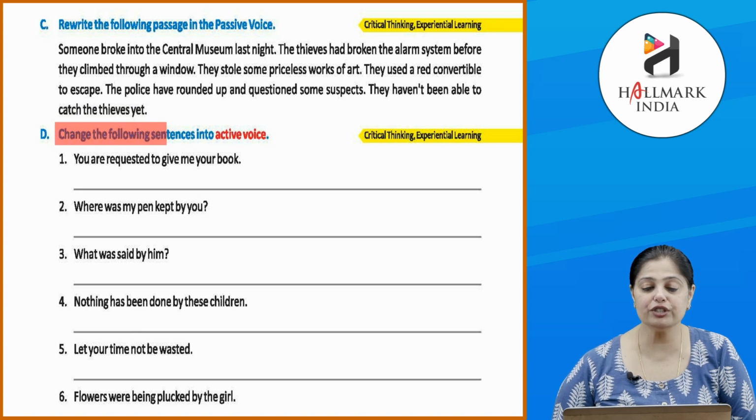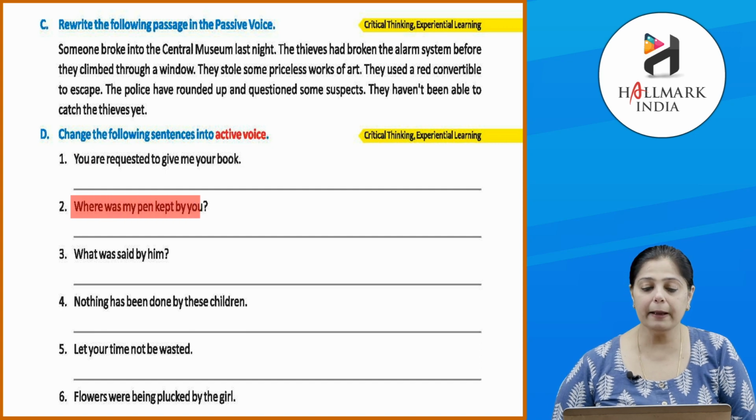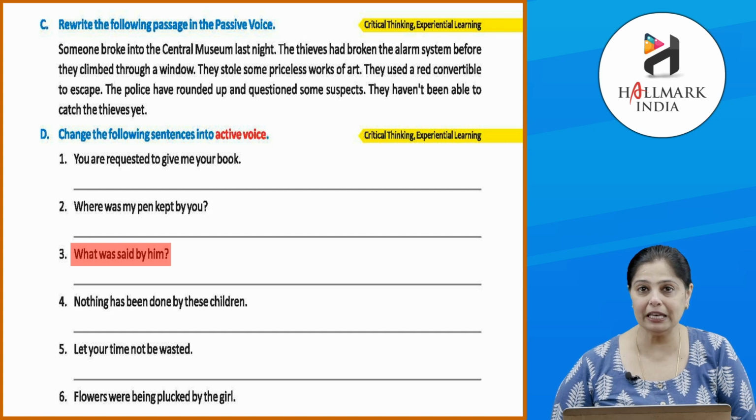Alright, now change the following sentences into active voice. You are requested to give me your book. Okay, please give me your book. Where was my pen kept by you? Where did you keep my pen? What was said by him? What did he say? Clear? Now, likewise, quickly change the remaining ones. It's pretty easy, but do not forget to revise the chapter and reread the chapter in detail before you attempt the exercises.